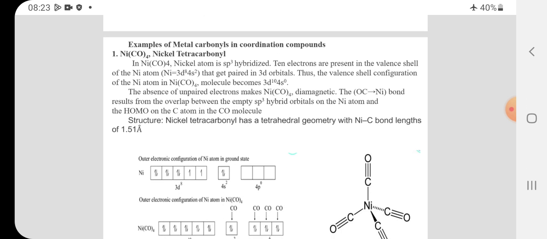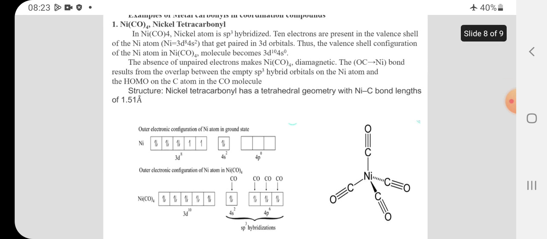Example of metal carbonyls in coordination compounds. This is the first example, nickel tetracarbonyl. The nickel is the central metal atom. The central metal atom has sp3 hybridized orbitals. 10 electrons are present. The nickel electronic configuration is 4s2 3d8. Therefore, totally 10 electrons are present in the outermost orbitals of nickel.